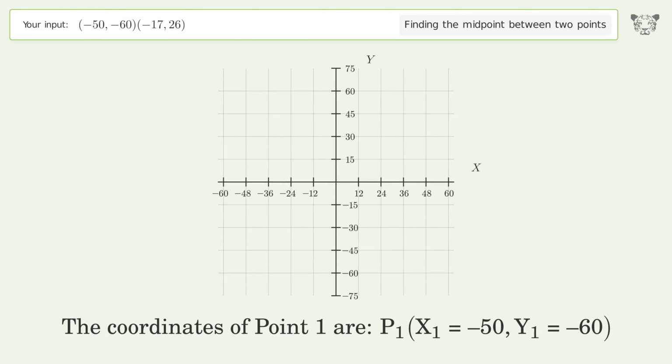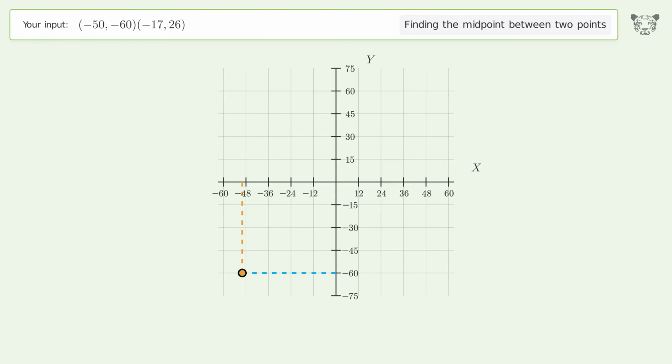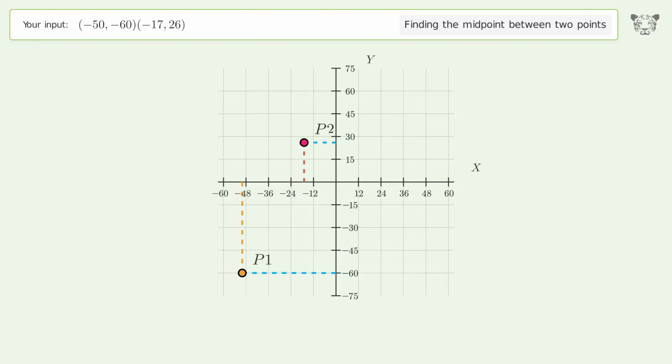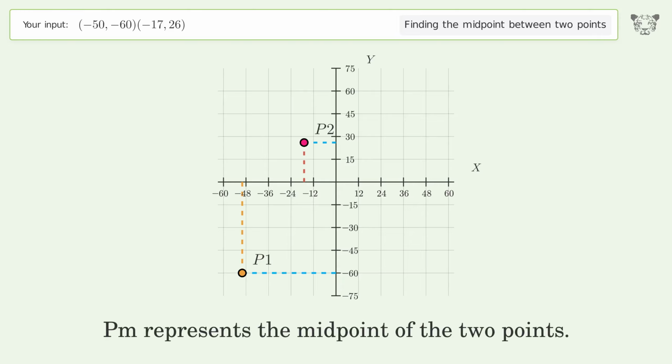The coordinates of point 1 are, x1 equals negative 50, y1 equals negative 60. The coordinates of point 2 are, x2 equals negative 17, y2 equals 26. PM represents the midpoint of the 2 points.